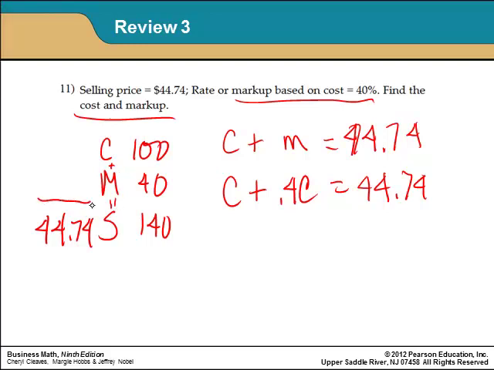So now we can find this one by cross multiplying. 40 times 44.74 divided by 140 is $12.78. And so we could find the cost by subtracting this from 44.74. 44.74 minus 12.78 gives us a 31.96 cost.